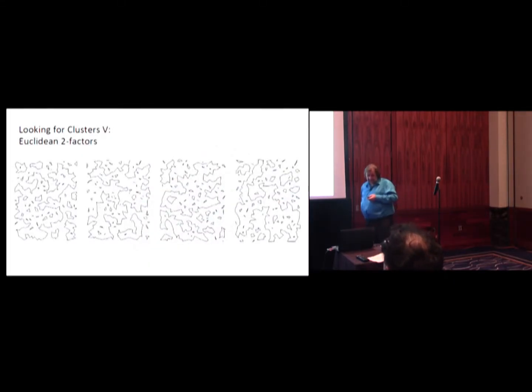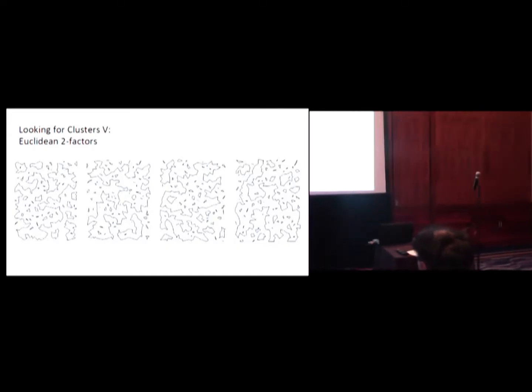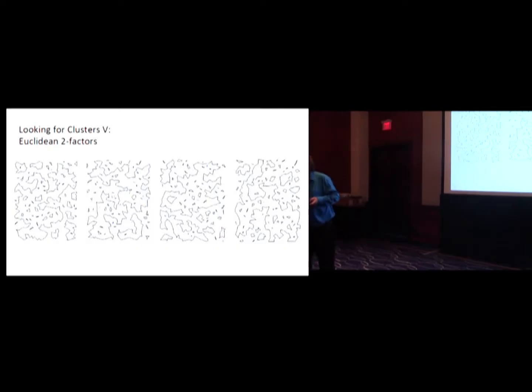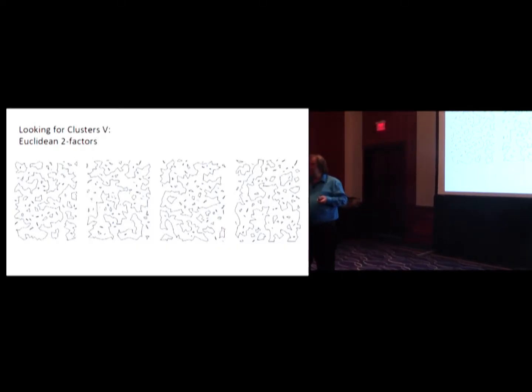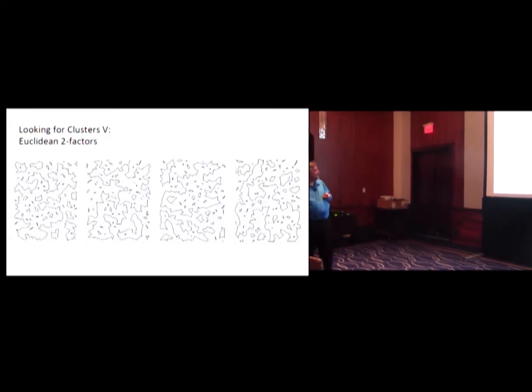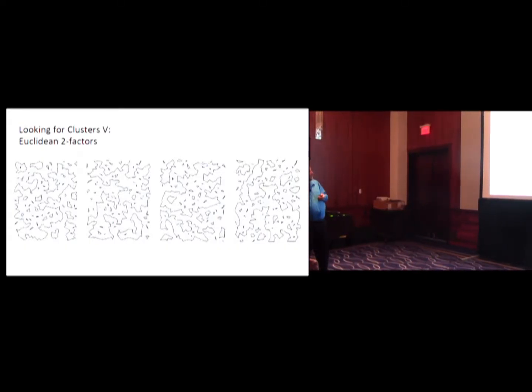Here's an example. This is a graph in which all the degrees are two. Okay. So that's a two-factor. And as most of you will know, you can solve the traveling salesman problem by finding a lowest cost two-factor and then trying to piece together the cycles in order to get a low-cost tour.